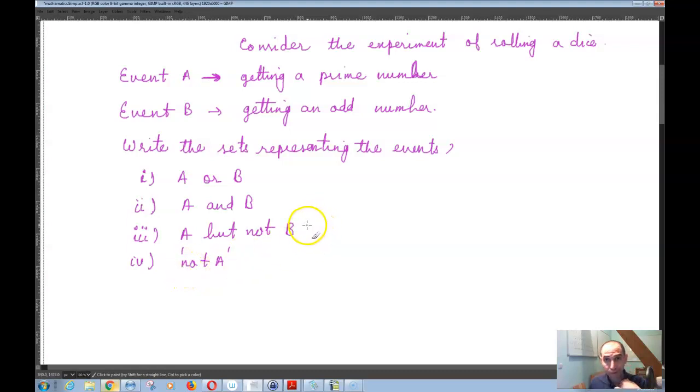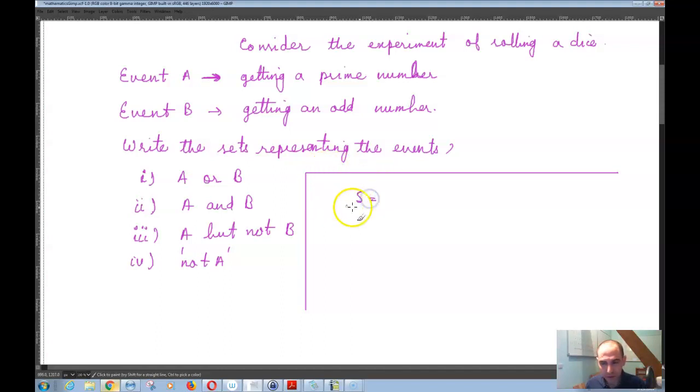So basically in the experiment of rolling a dice, your, what do you call it, this space, I have forgotten the word for that. This space would be 1, 2, 3, 4, 5, and 6. And then the event A, for example, getting a prime number, would be 1 is not a prime number, so you get 2, 3, and 5. These are prime numbers. And event B would be getting an odd number. Odd numbers are basically 1, 3, and 5.